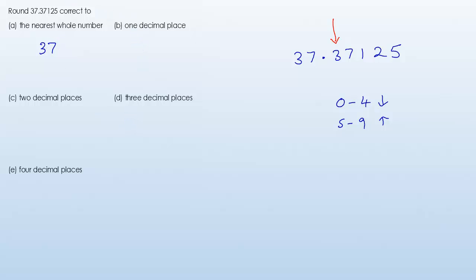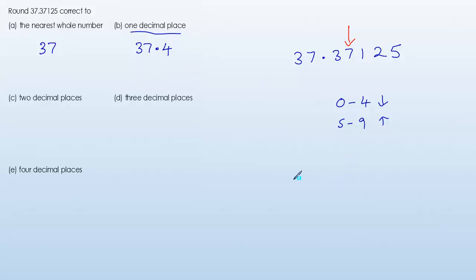Now for one decimal place, what we need to do is look at the second decimal place. That's a 7, so we round up. So 37 point, so 3 needs to round up to 4. And note how there is just one decimal place in the answer.